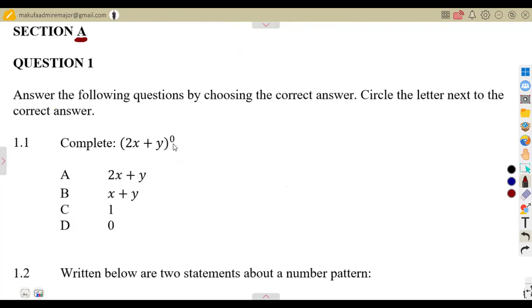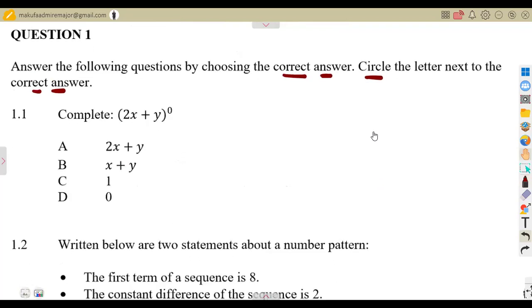We are given: answer the following questions by choosing the correct answer, circle the letter next to the correct answer. So we need to choose the correct answer, then we circle that correct answer.